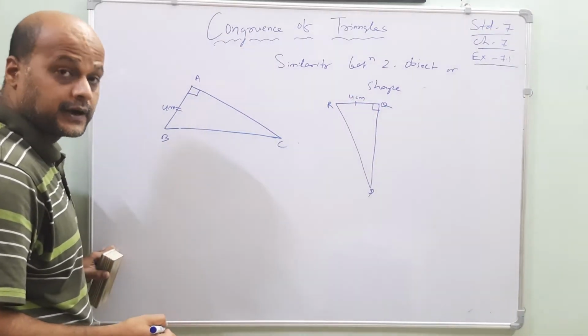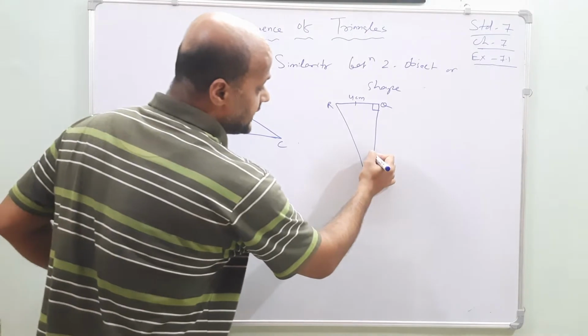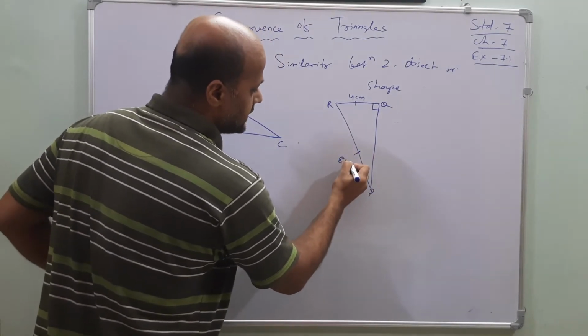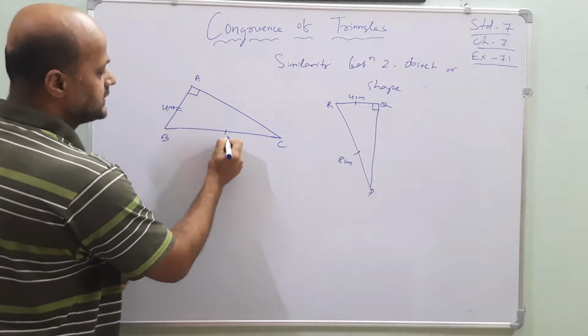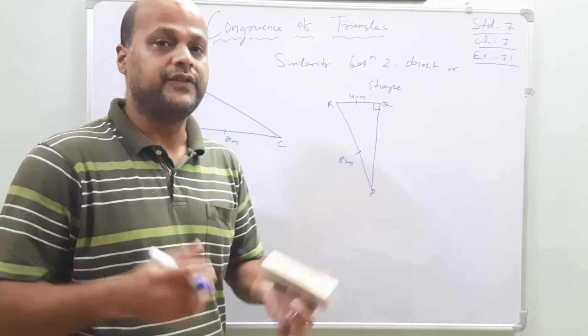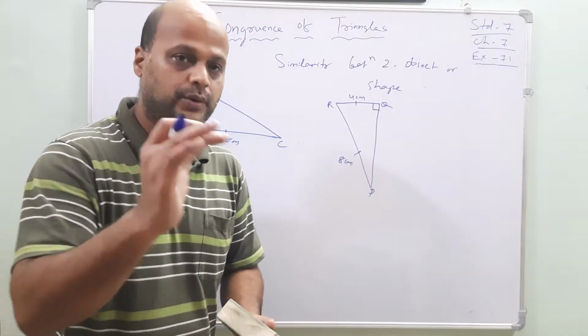Understood, my dear friends? Again, the hypotenuse is 8 centimeter. Here also the hypotenuse is 8 centimeter. Are these triangles congruent triangles? If it is asking this, then what do you have to write? You have to write step by step.